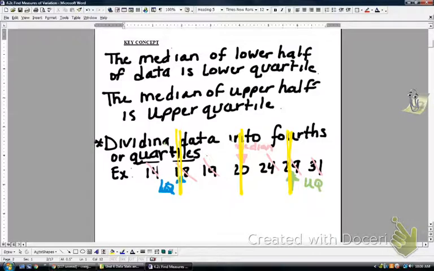So if you look, I've divided my data into fourths, where these yellow lines are. There's one part of my data, second part of my data, third part of my data, fourth part of my data. So it has been divided into fourths. That's what the median, the lower quartile, and the upper quartile do.